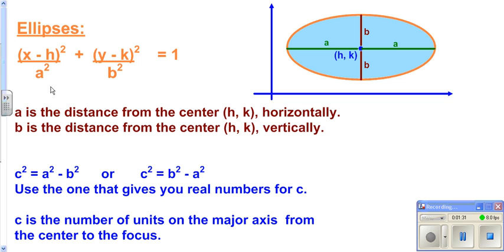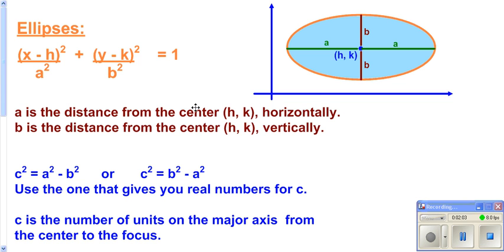Well, for the most part, ellipses can be written in this form here. H and K is your center, which we have up here. A is how far you go left and right from your center. B is how far you go up and down from your center. If it's elongated in the horizontal direction like we have here, we would say this is your major axis. However, if it's elongated more in the vertical direction, then the vertical part would be your major axis.